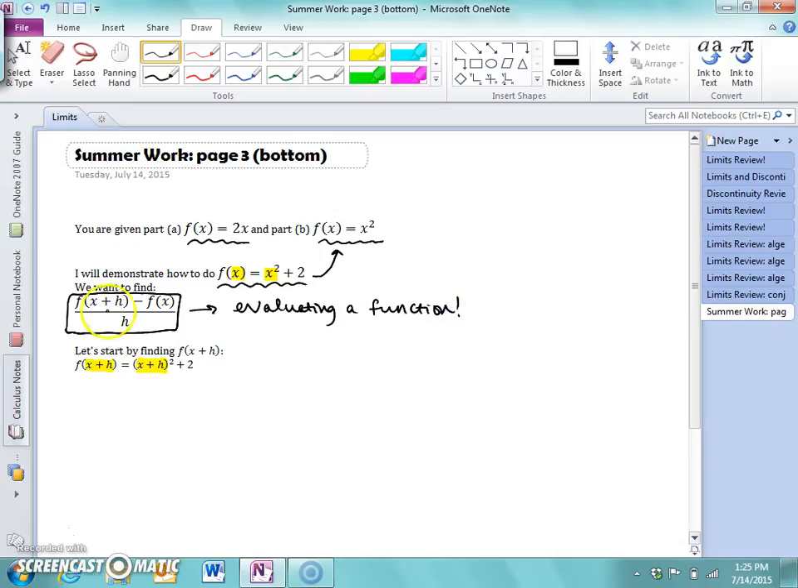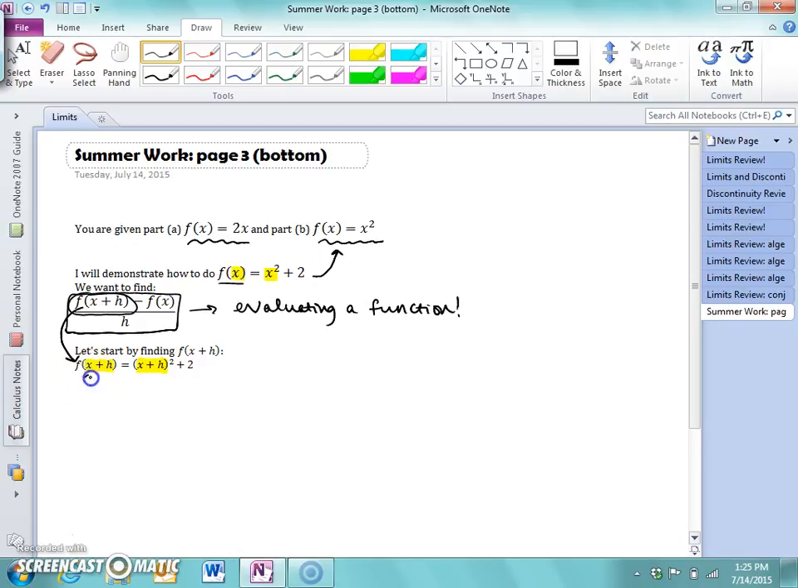The first thing we want to do is find f of x plus h. We need to find this, then we're going to subtract f of x. Well, I already know what f of x is. It's right here. And h is just in the denominator, which will cancel anyway. So once we find f of x plus h, most of the work will be done for us. So let's go down here and do f of x plus h.